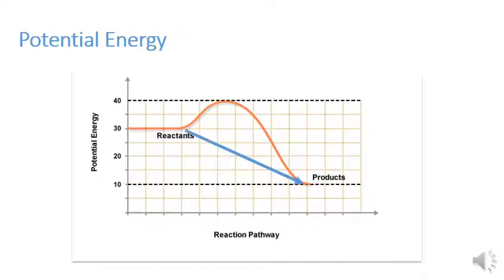In this graph, notice that the potential energy of the reactants is greater than that of the products. So if we were to draw a line from reactants to products, the line goes downhill. This means the reaction releases energy to get to products. This is an exothermic reaction.